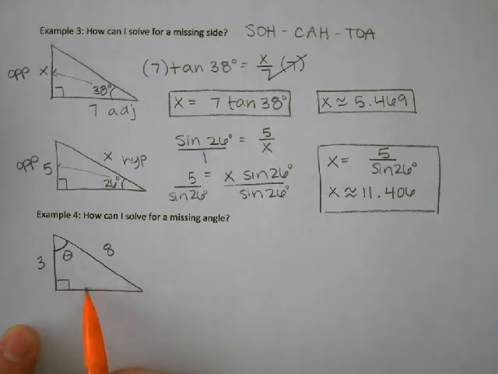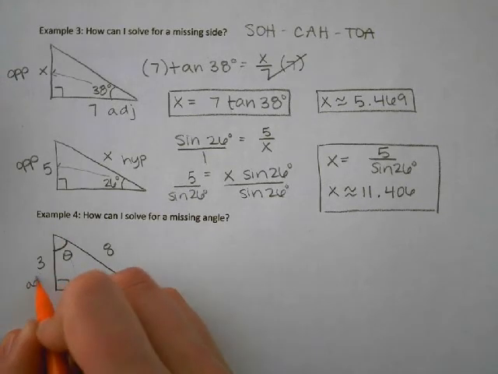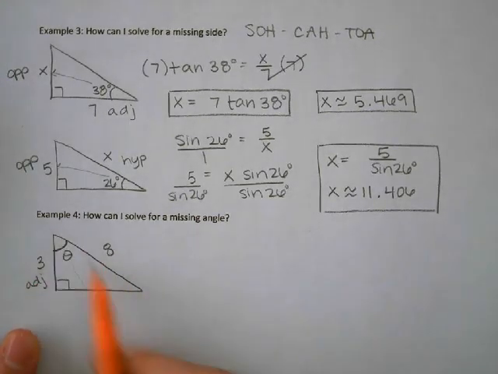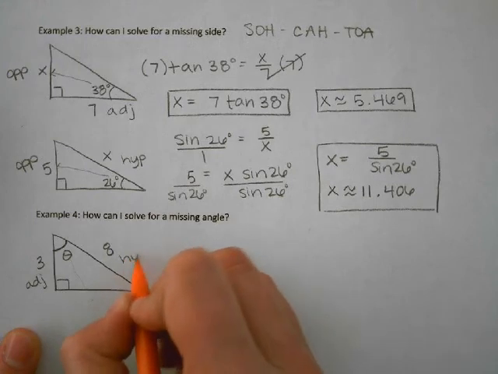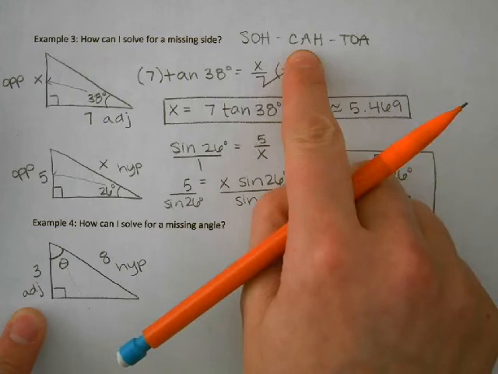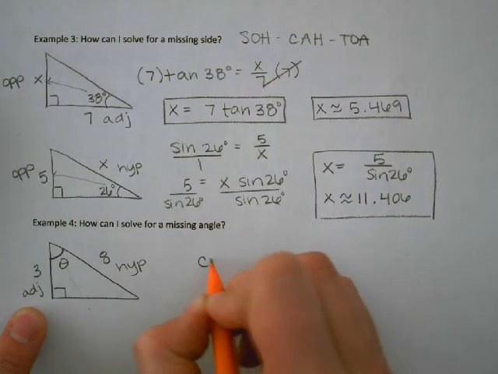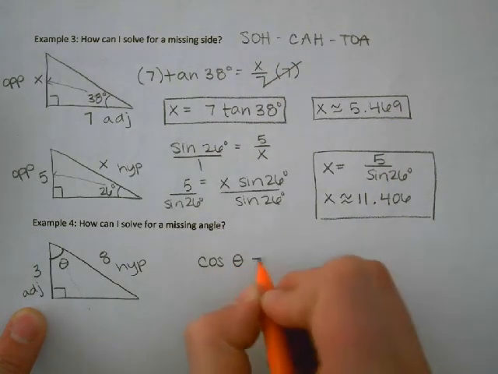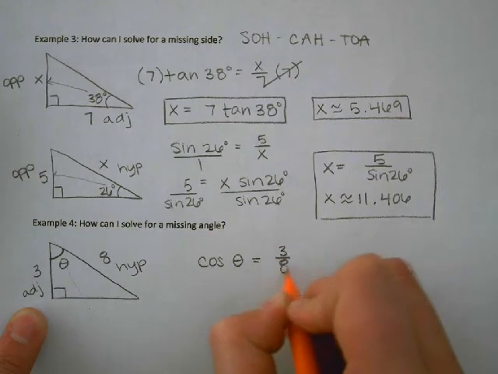I know that this side is the opposite down here. So that means that this one is the adjacent. This one is the longest side, and so this is the hypotenuse. So adjacent and hypotenuse is the cosine function. So I'm going to say cos of the angle equals adjacent over hypotenuse.